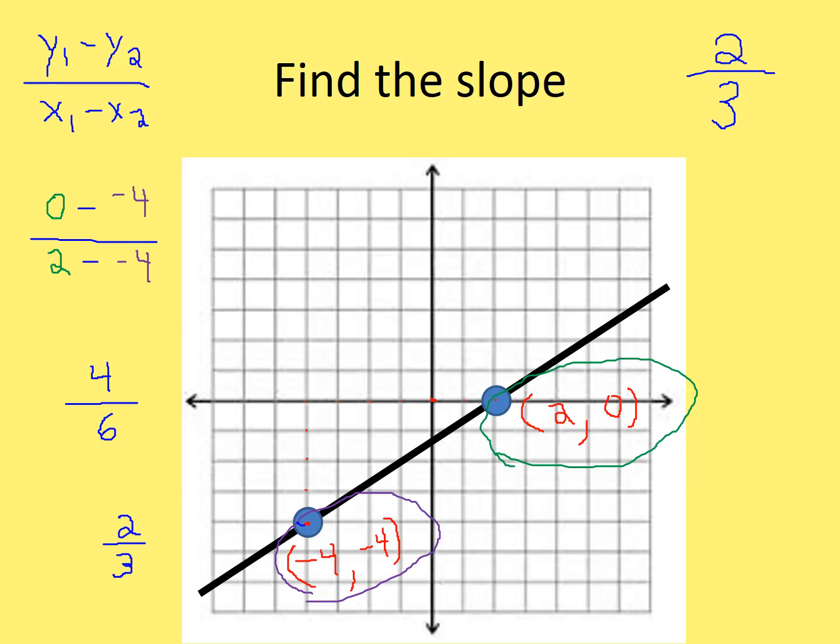And we can check that. If we come up 1, 2, and then go to the right 1, 2, 3, we end up on the line. Do it again. 1, 2 up, and 1, 2, 3 to the right. Sure enough, slope of 2/3.